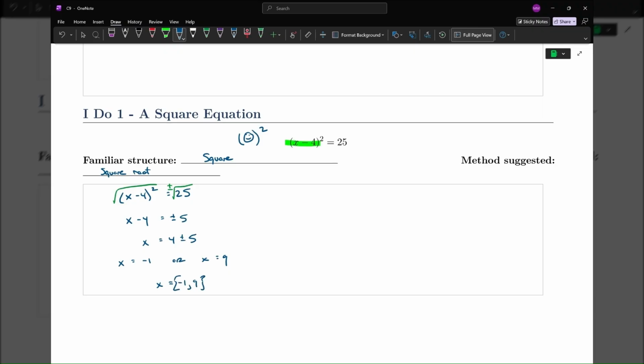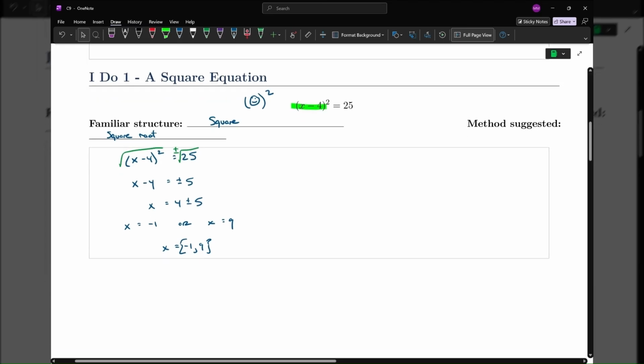It's a quadratic, so I'm not worried about any domain restrictions there. And that's it. So that's the question. The idea here, again, is that this was not a new problem. It was a familiar square root equation with x minus 4 in place where the x usually sits. Okay, let's move on to the next question.